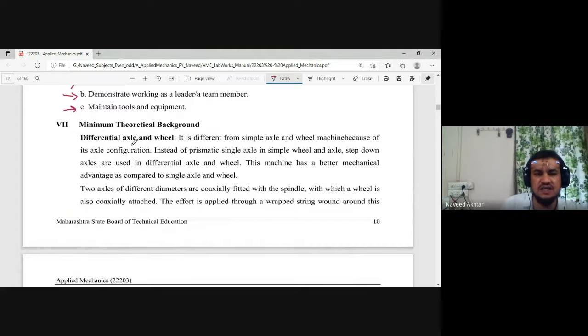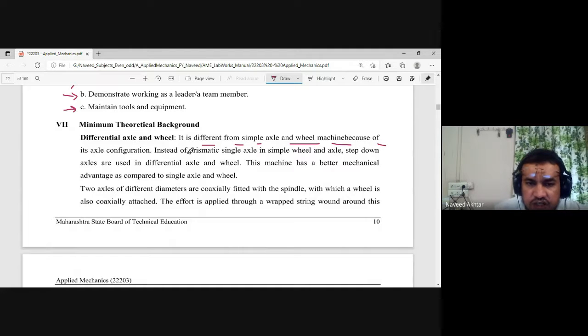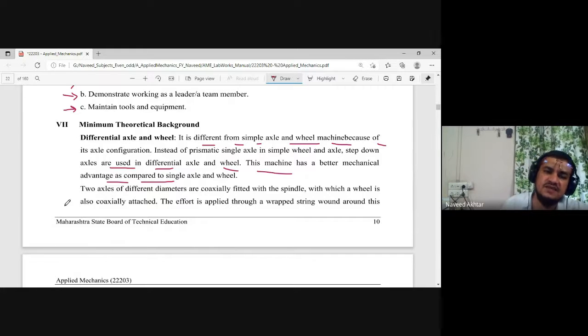The differential axle and wheel is different from the simple axle and wheel machine because of its axle configuration. Instead of a prismatic single axle in the simple wheel and axle, step-down axles are used in the differential axle and wheel. This machine has a better mechanical advantage as compared to the simple axle and wheel. So in the simple axle and wheel, there is an axle and the wheel is there. You can see this wheel is there.